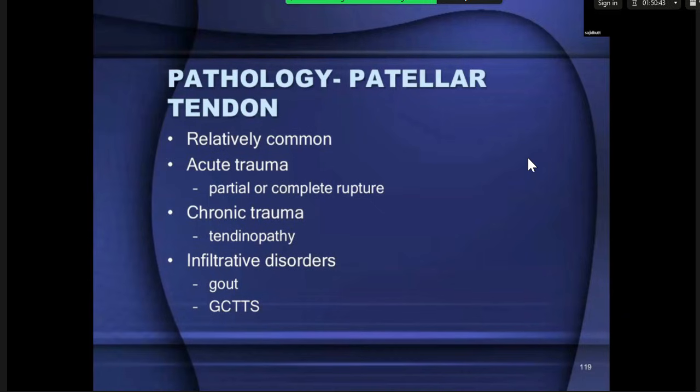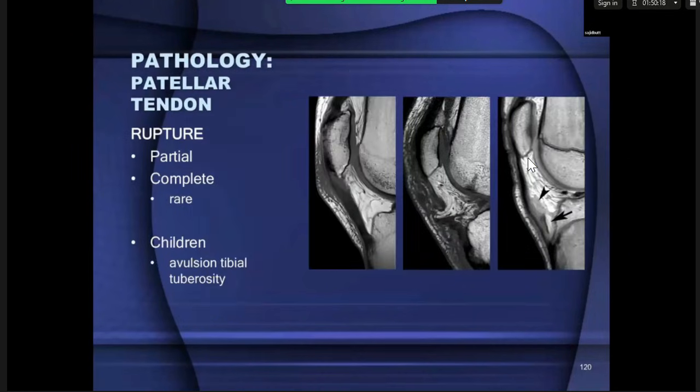Coming to the patellar tendon, injuries to the patellar tendon are relatively common. They can have an acute trauma resulting in a partial or a complete rupture. You can have chronic trauma resulting in tendinopathy. And then you can get infiltrative disorders in terms of gout, crystal deposition disease, and giant cell tumor of tendon sheaths. All these pathologies in the patellar tendon can happen.